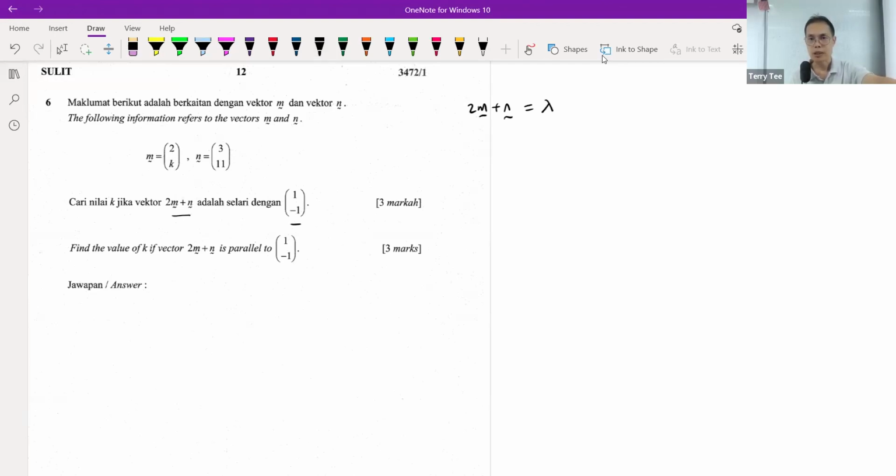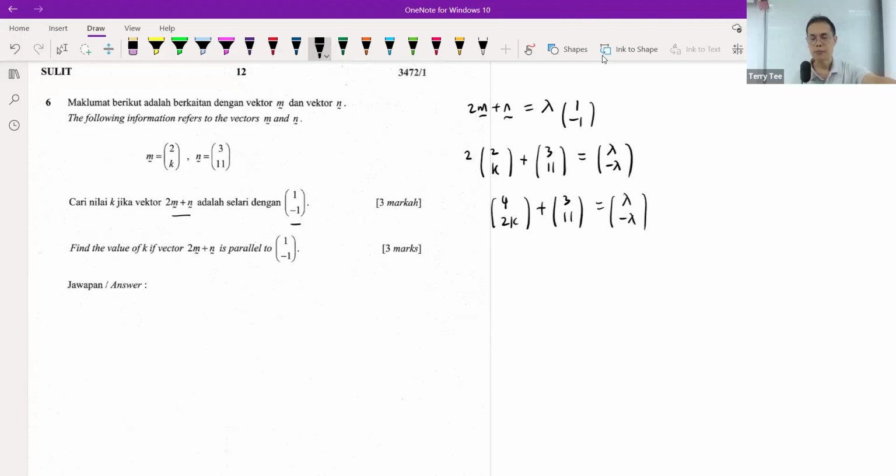So parallel, put the lambda, this is 1, minus 1. Let's substitute vector m, 2, k, then you plus n, 3, 11. The result is lambda times (1, negative 1), so lambda, negative lambda. Multiply inside: 2 times 2 is 4, this is not a fraction, 4, 2k, and then this is 3, 11 equals lambda, negative lambda. Put them together again: 7, 2k plus 11. The result is lambda, negative lambda.